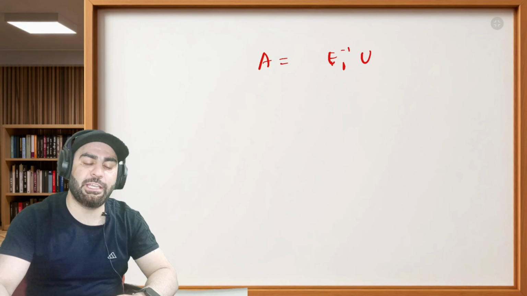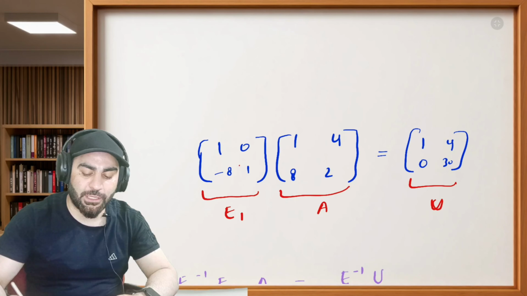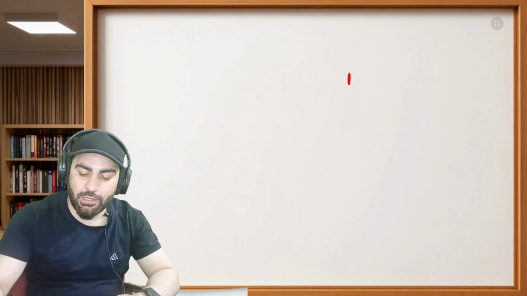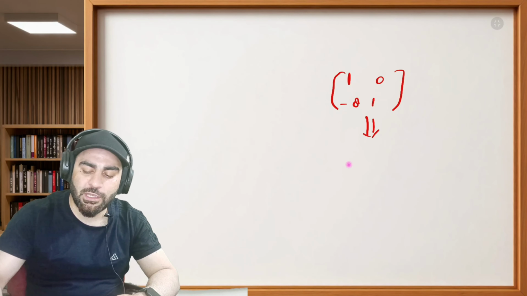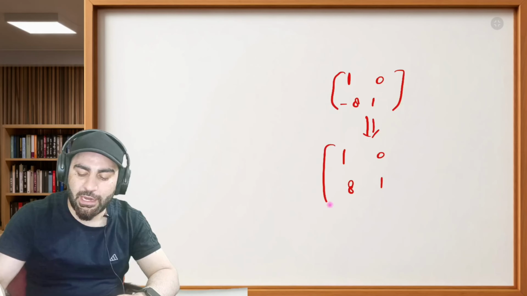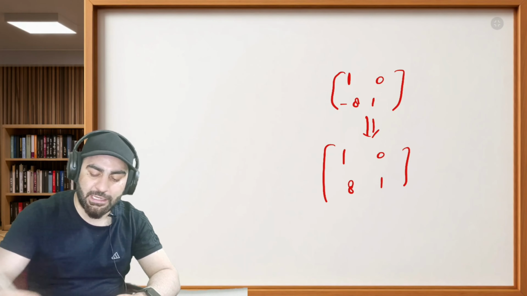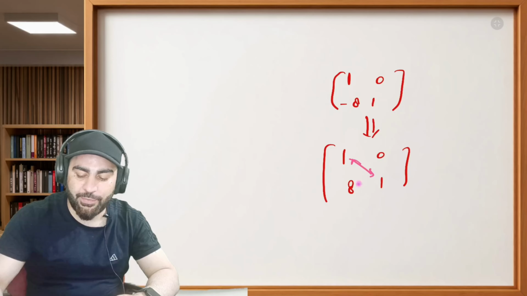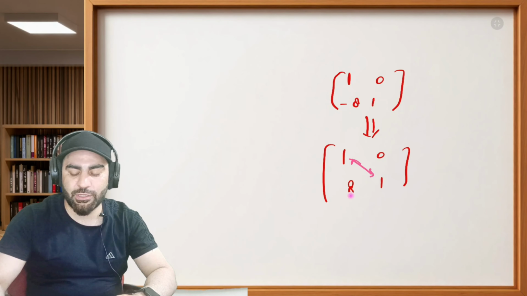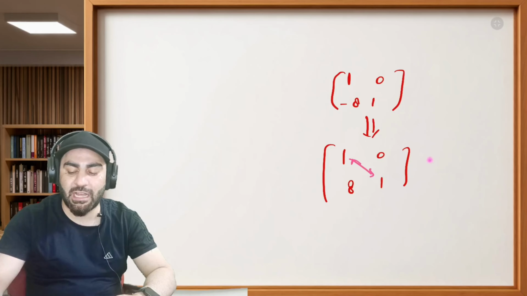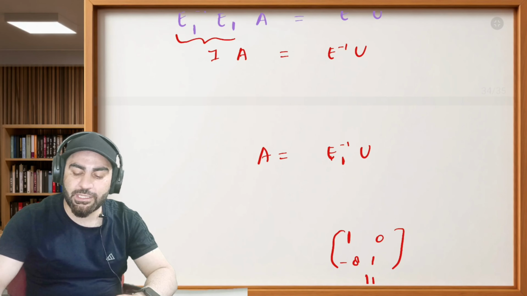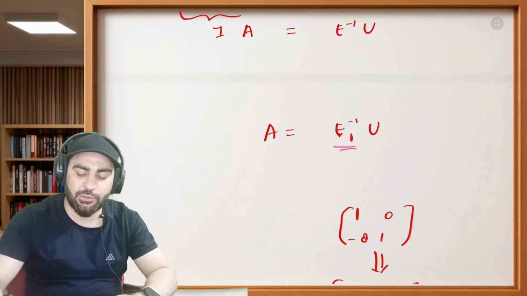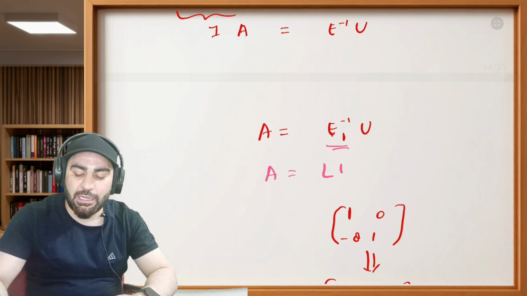If you see this E1 inverse, the inverse of 1 0 minus 8 1 was 1 0 8 1. The diagonal elements are 1 1, the elements below the diagonal are non-zero, and the elements above the diagonal are 0. So this is a lower triangular matrix. That's why instead of this E inverse I can write L over here. That's why I can write A is equal to LU.